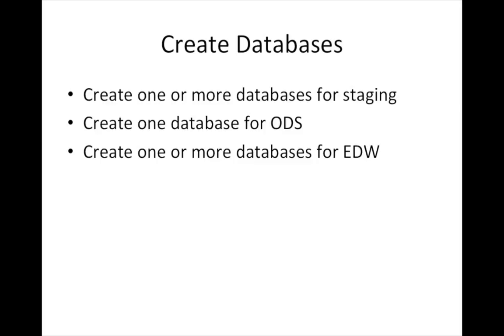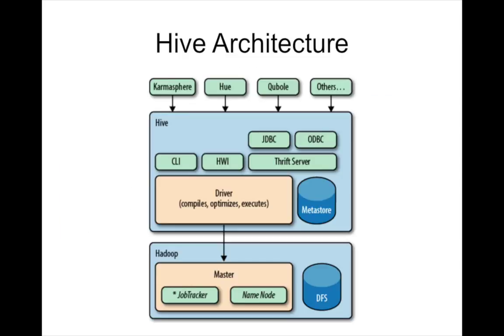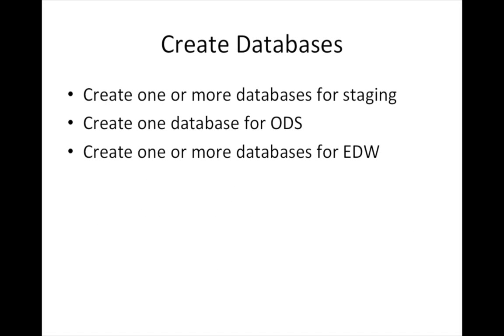In the context of an enterprise data warehouse, we will be creating one or more databases for staging. If you go back to this picture, due to the limitations in Hive, ODS and EDW are the main databases, and there can be n number of staging databases to support these two main databases, which are ODS, Operational Data Store, and EDW, Enterprise Data Warehouse. So due to that, we might have to create one or more databases for staging.